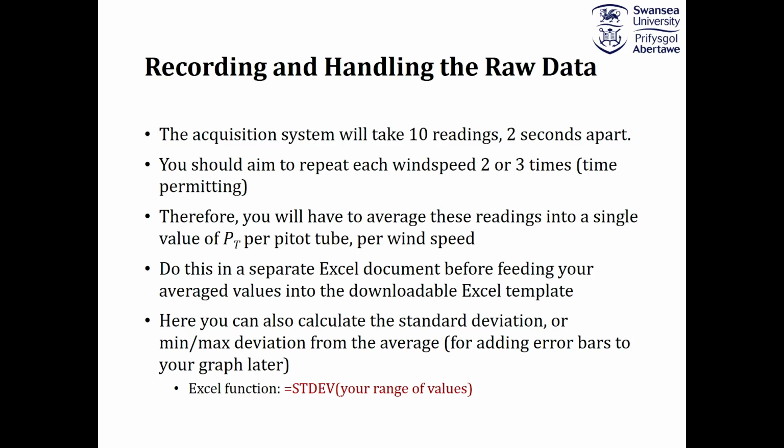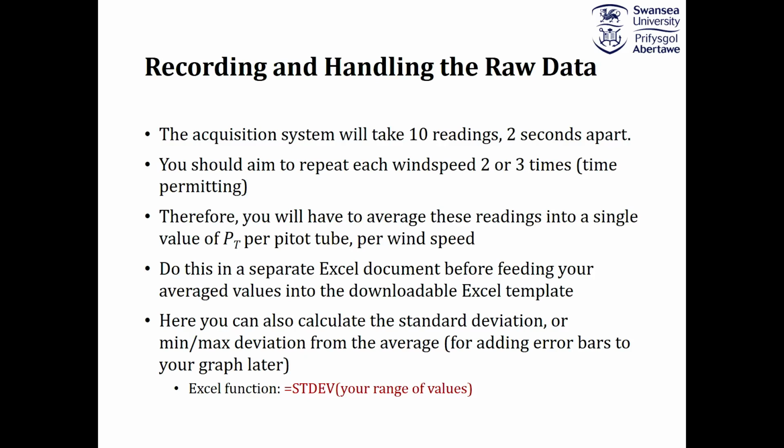What I'd like you to do if you've got time is to repeat each wind speed 2 or 3 times. Okay, that gives you just a greater set of data to try and get a better average out. So you will have to average all of those readings that you get into a single value of PT per pitot tube per wind speed. Okay, don't average across all 3 different wind speeds, just average for each wind speed.